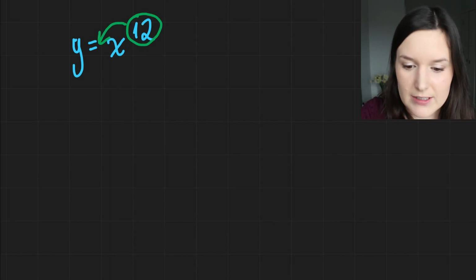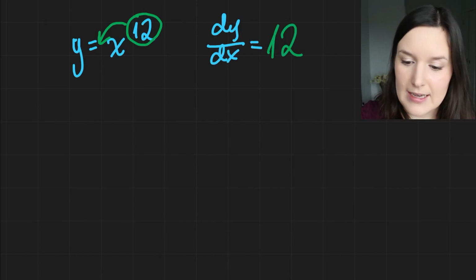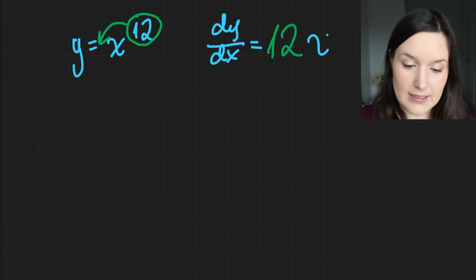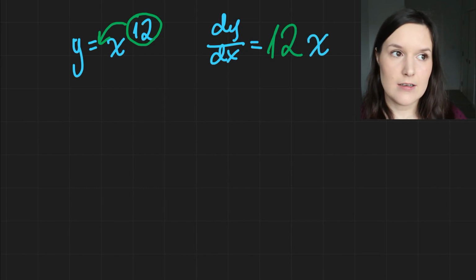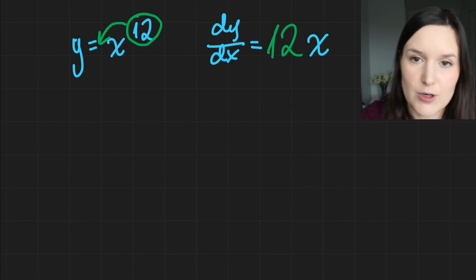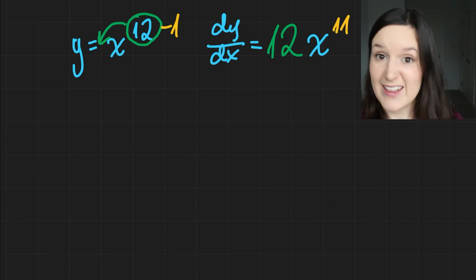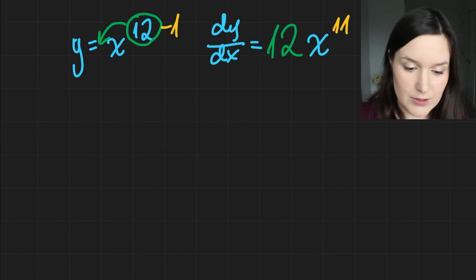So my derivative will be first 12, first the power that I had, then x, and the power changes. You subtract 1 from the power. So I just subtract 1 from 12, it's 11. That's the new power. And that's it. Let me write down the rule for you.